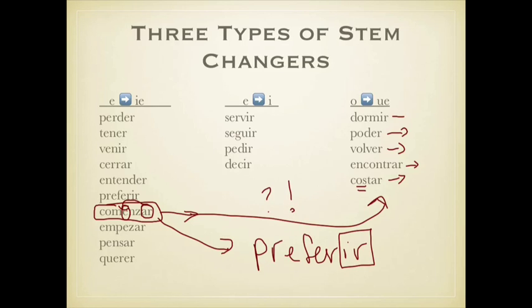You look at that ending right there, and you go back one vowel. That's the one that we're going to stem change. That E is going to change to an IE.